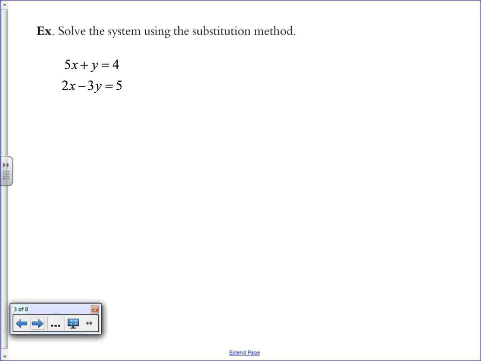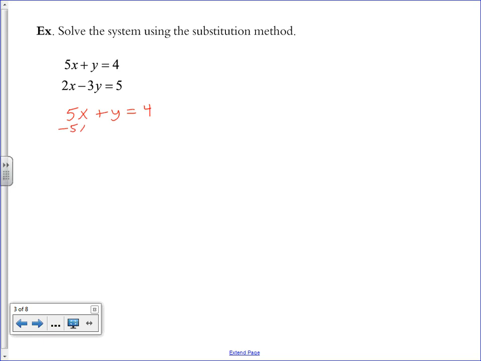This one has an extra step right at the beginning. We still are asked to use the substitution method, which means something needs to be by itself, and nothing is. But if you look at the two equations, it's clear that the y in that first equation is going to be the easiest thing to isolate. It has only a 1 in front of it as its coefficient, and it's pretty simple to get that y by itself. So I'm going to take that first equation, 5x plus y equals 4, and rearrange it so that y is the subject, so that y is by itself.